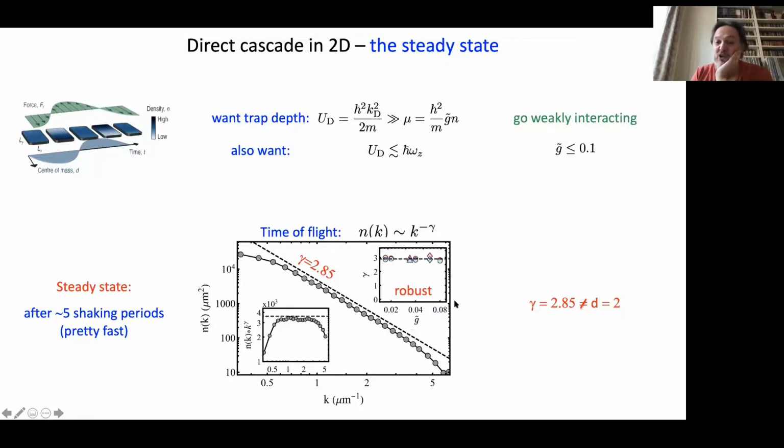And this gamma itself is robust. We have varied things like interaction strength, chemical potential, density, strength of driving. It always comes out the same. So experimentally, it is trustable. And what you see here, sorry, I forgot to say in the bottom inset, is just the so-called compensated spectrum. So this is a power law. If you just multiply by k to the gamma, then it looks flat. That's just a conventional way of presenting things in turbulence.